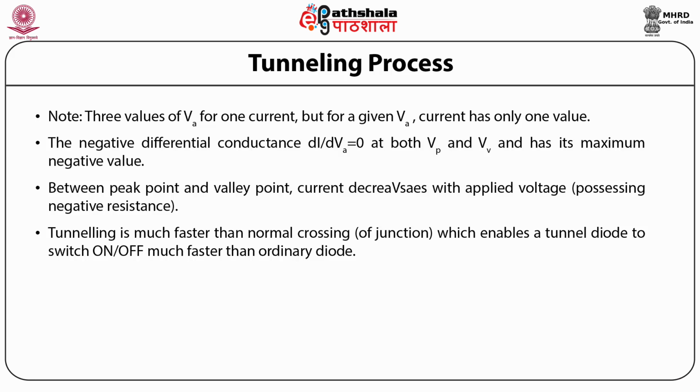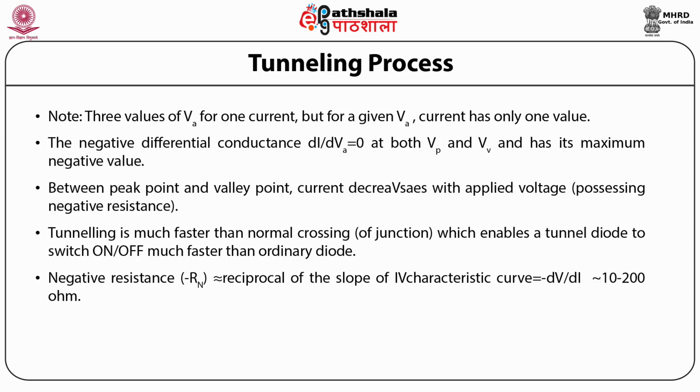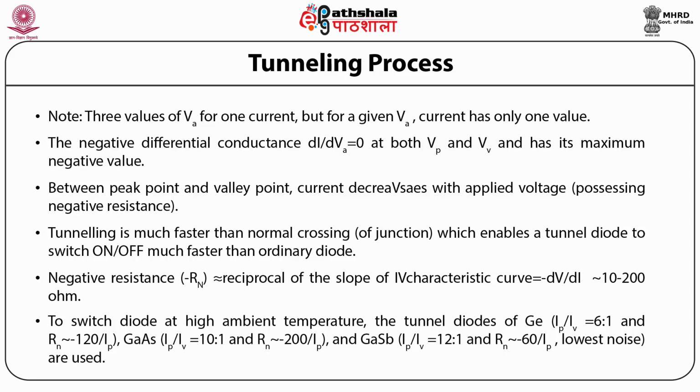So students, minus R_n is approximately the reciprocal of the slope of the I-V characteristic curve, minus dV by dI, approximately 10 to 200 ohm. Let us say, for example, that silicon has I_P by I_V equal to 3 to 1 and R_n approximately minus 200 by I_P. In order to switch the diode at high ambient temperature, we use germanium tunnel diodes, where I_P by I_V is 6 to 1 and R_n is minus 120 by I_P.